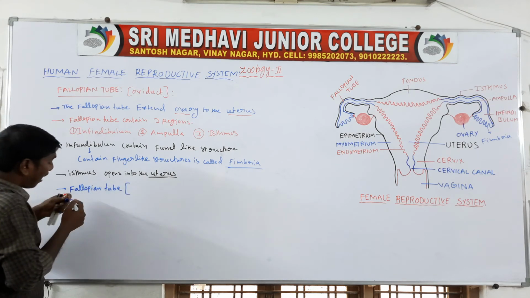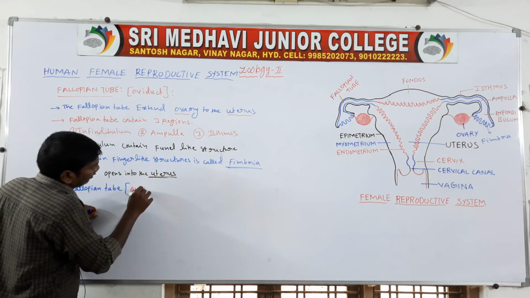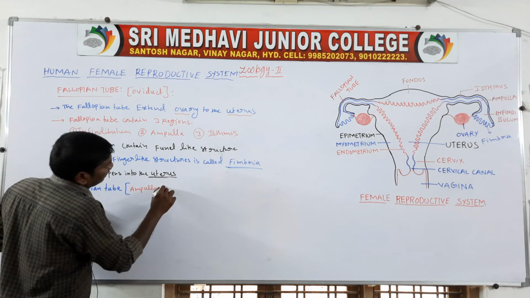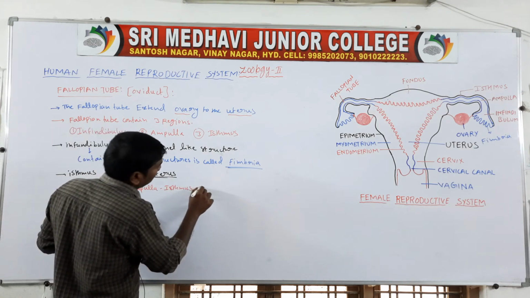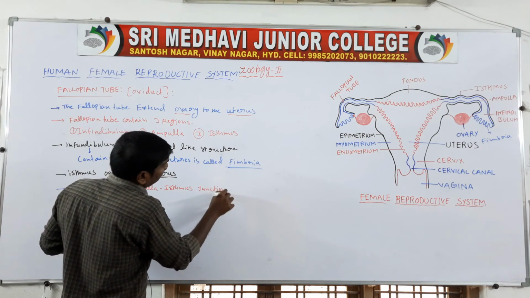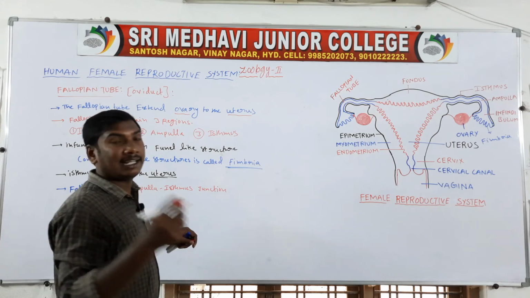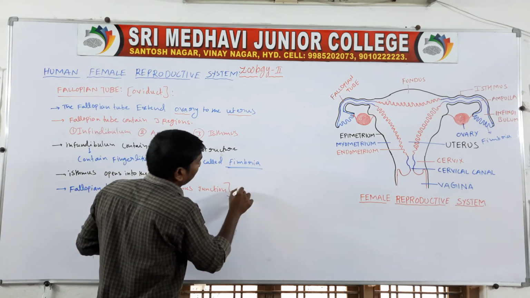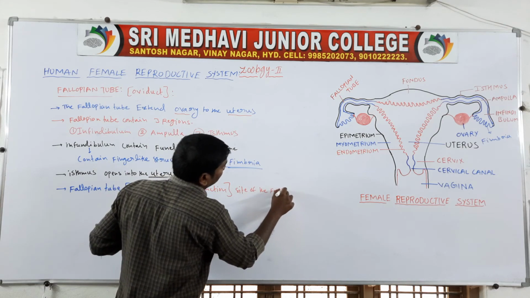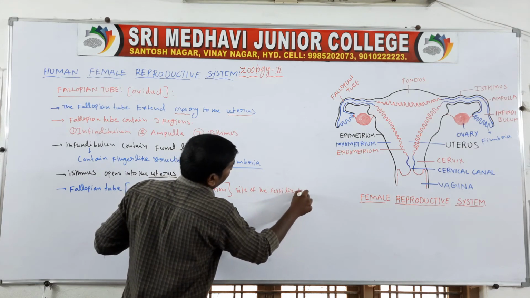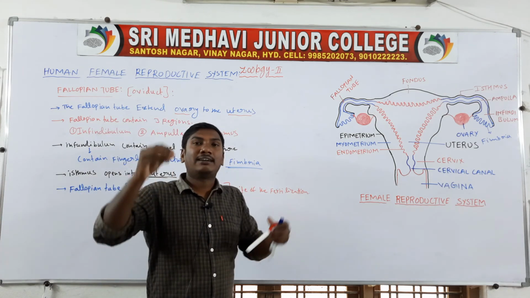Fallopian tube. So the ampulla isthmus junction is the site of the fertilization. Fertilization means the fusion of sperms with ovum.